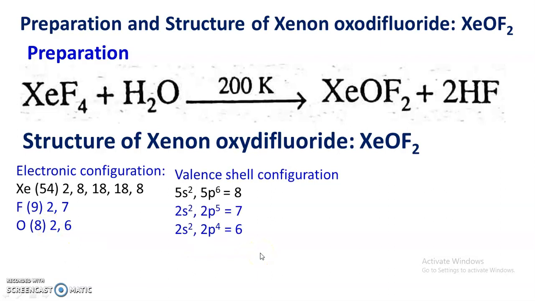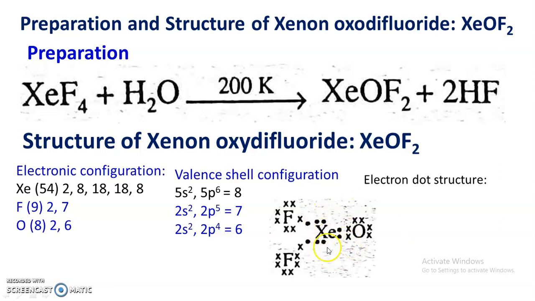The valence shell electronic configuration for xenon is 5s2 5p6, that is 8 electrons. For fluorine, 2s2 2p5, valence electrons are 7, and for oxygen, 2s2 2p4, valence electrons are 6. Then the Lewis dot structure for xenon oxodifluoride: xenon is at the center, and 2 fluorine atoms and oxygen are attached to xenon.